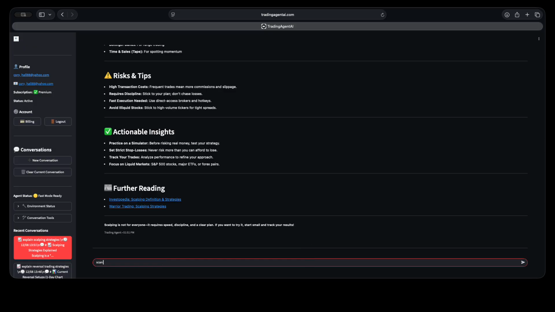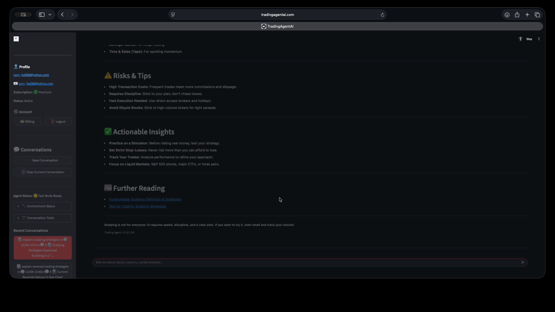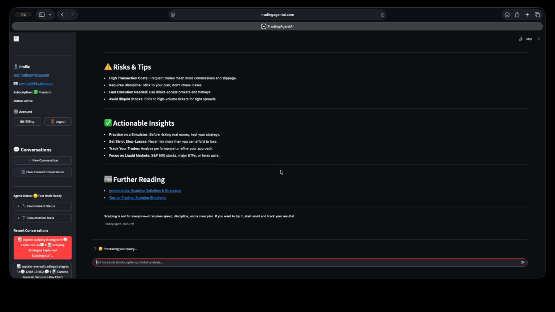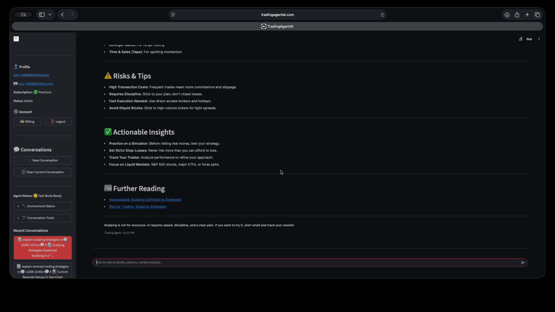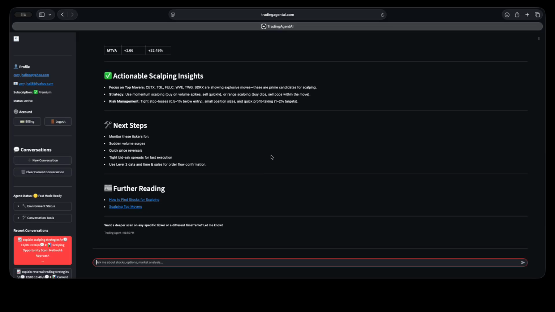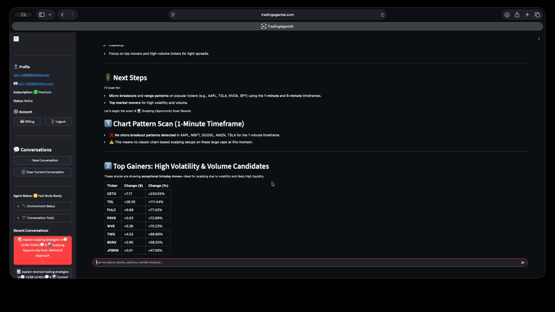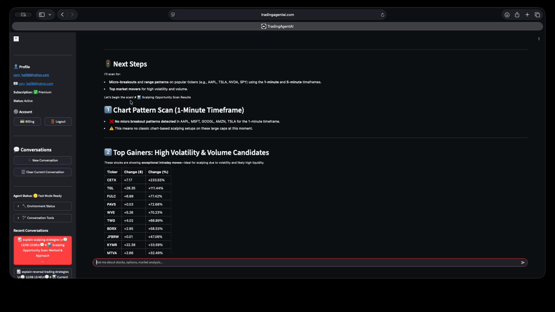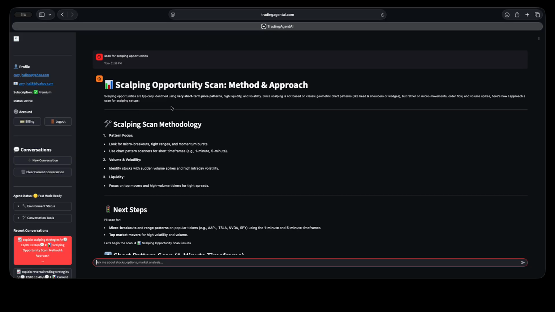So let's see, scan for scalping opportunities. See what this gives us. So the scalping scan methodology here.